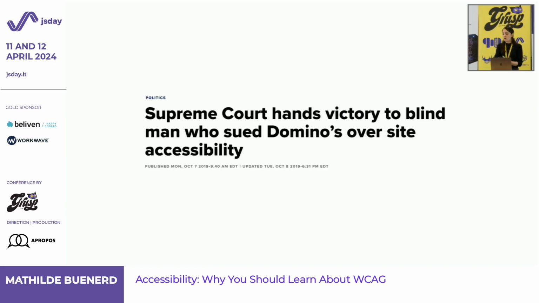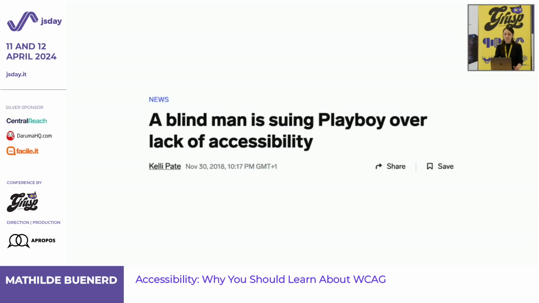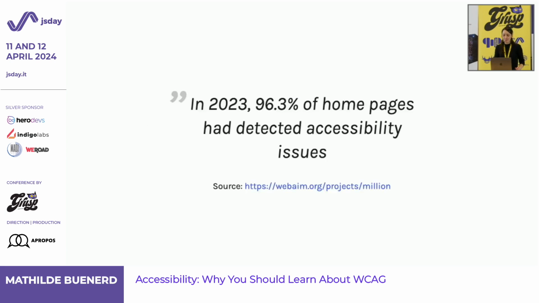So in the US, companies like Domino's Pizza or even Playboy have been found guilty of not being accessible and have been ordered by courts to solve their accessibility problems or be fined. I mean, if it happened to a pizza delivery website or an online magazine for adults, it can probably happen to you too. So on top of that, some studies have shown that in 2003, about 96% of homepages had detectable accessibility issues. I think we are part of those 96%.